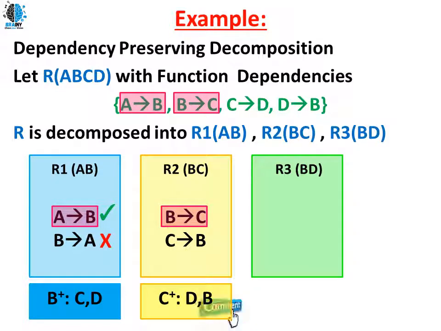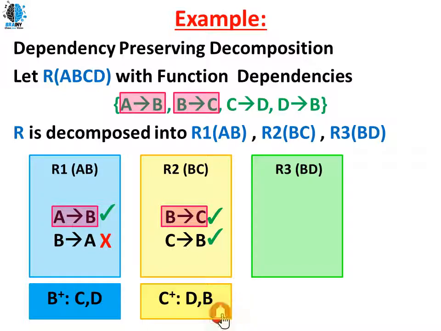Coming to C goes to B, to check this we first need to find the closure of C. C goes to D and D goes to B. So C to B is there in terms of transitive dependency. What is transitive dependency? If C goes to D and D goes to B, we can write C goes to B. So this is available. Both of these are available in the functional dependencies of the original table R.